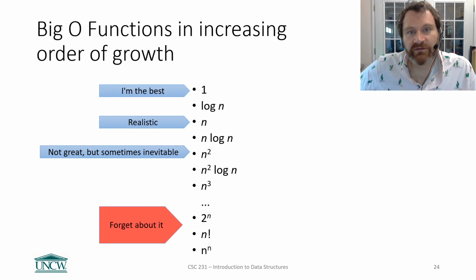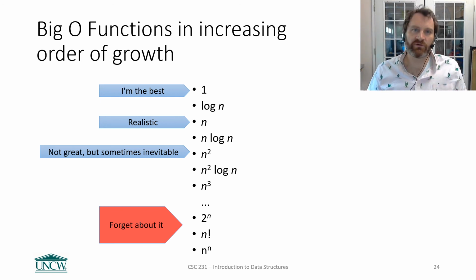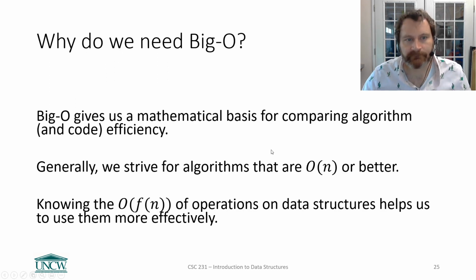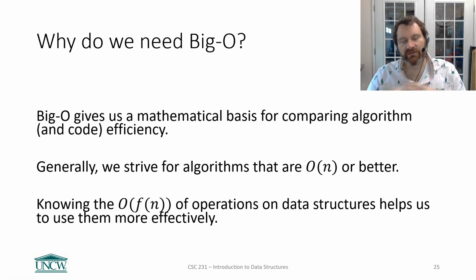So you've got to know this order. And what's your goal? When you're writing an algorithm, you want its big O to be somewhere around here. You can't always do it, but avoiding unnecessary things like unnecessary nested loops will help you get there. Now, why do we care about algorithm efficiency? Big O gives us a mathematical basis for comparing algorithm code and code efficiency. We want to strive for algorithms that are big O of n or better. There's a way to get there.